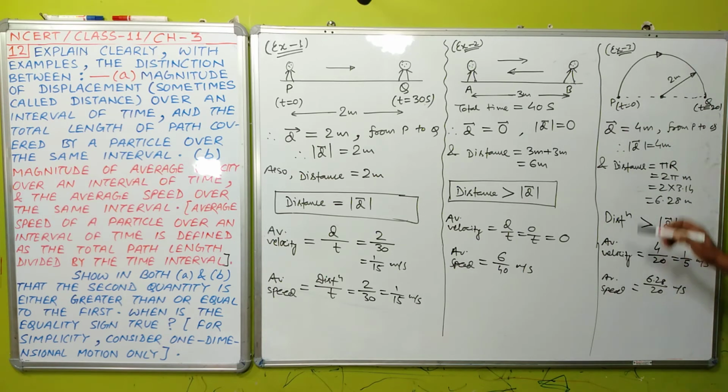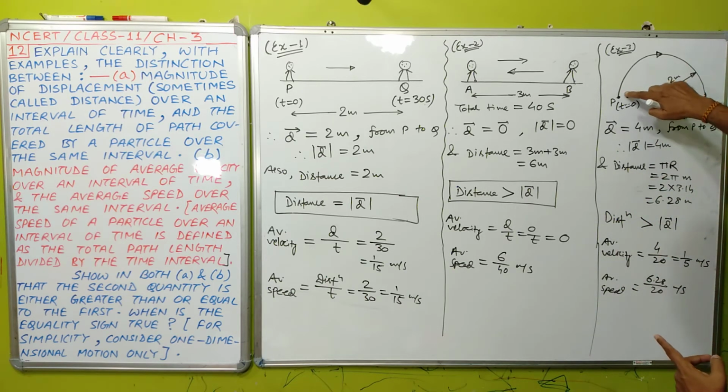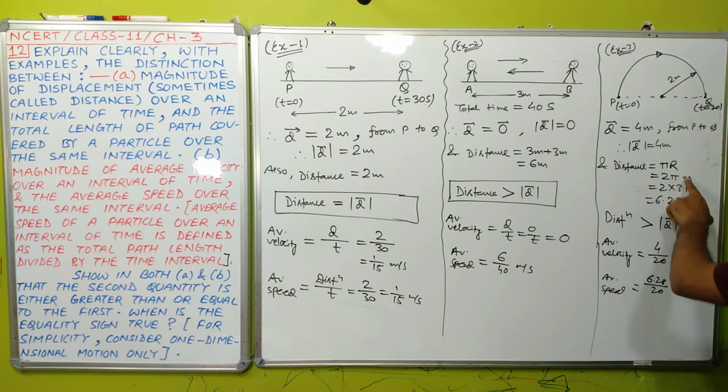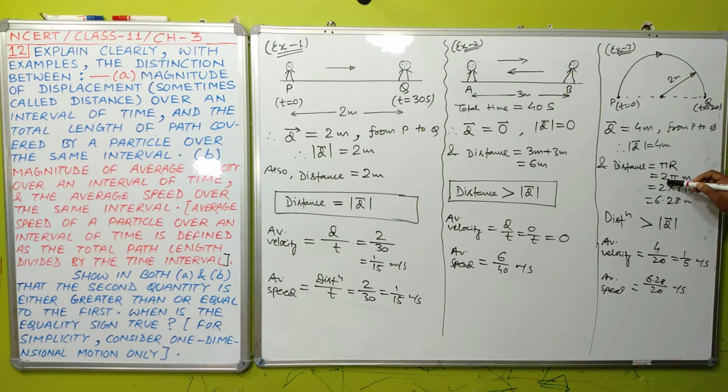Similarly, now you can find the value of distance. Distance is the length of the actual path covered, and this is the actual path covered by the particle. So what will be its length? This is the circumference of the semicircular path, so the distance will be pi r. Putting r as 2 meter and pi as 3.14, the distance finally becomes 6.28 meter.